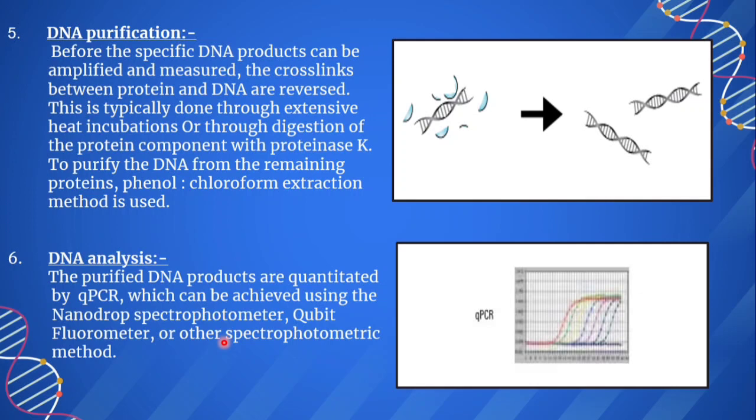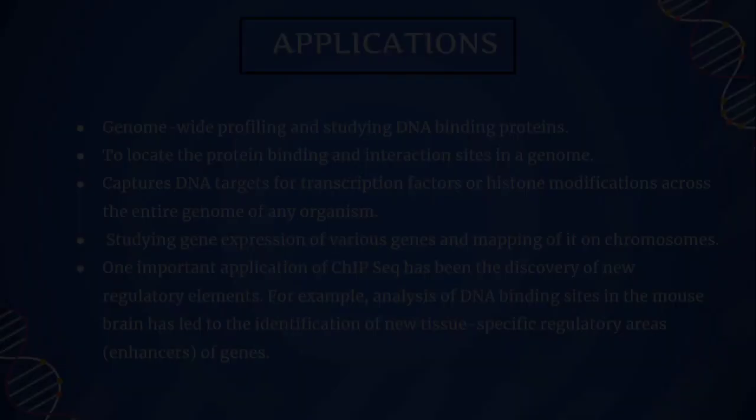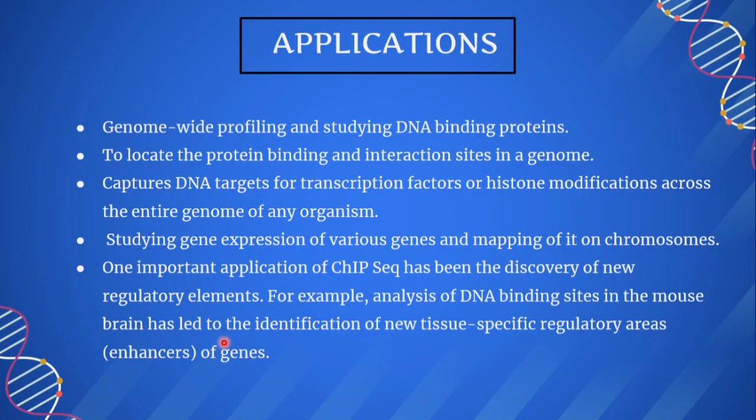Now let us see some applications of ChIP sequencing. It is used in genome-wide profiling and study of DNA binding proteins. It also locates the protein binding and interaction sites in a genome. It captures DNA targets for transcription factors or histone modification across the entire genome. It also helps in studying gene expression and mapping of genes.